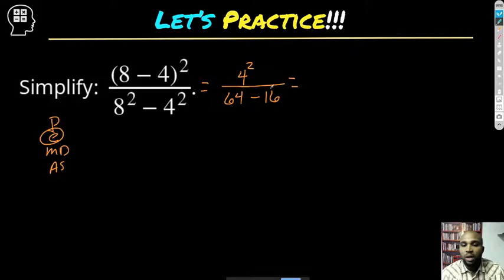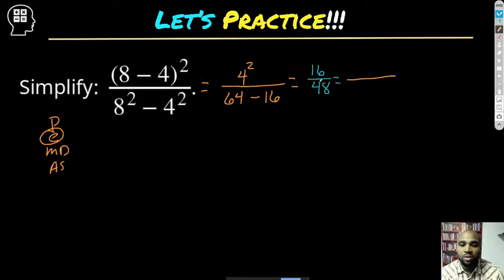And there it is. I'll continue simplifying this because 4 squared is 16 on the top. 64 minus 16 gives me 48. And I want to see if I can reduce this any further. So I'm going to break this down into some factors. Now, you could use the prime factors, which is going to take us all the way to 2's. That'll be a lot of 2's here.